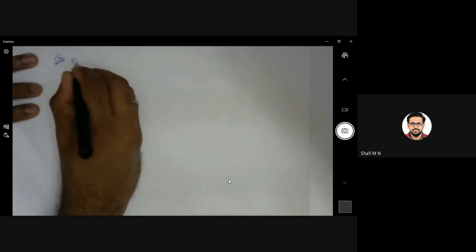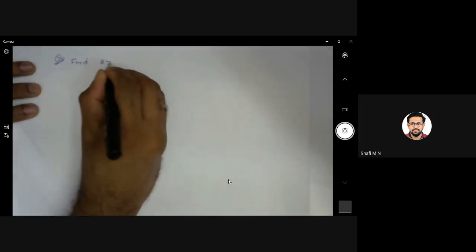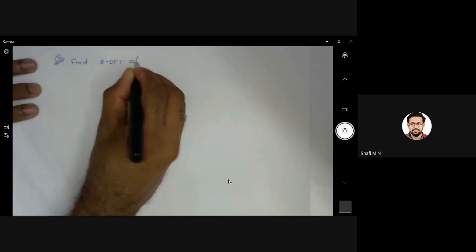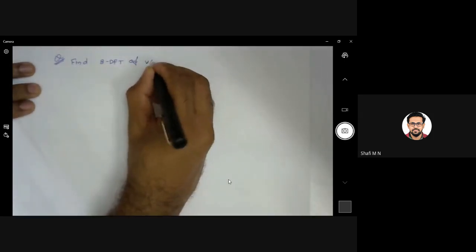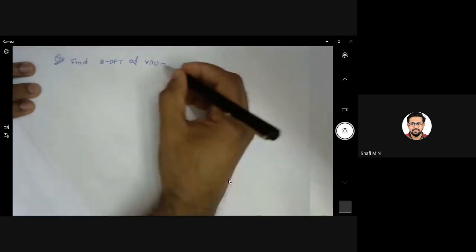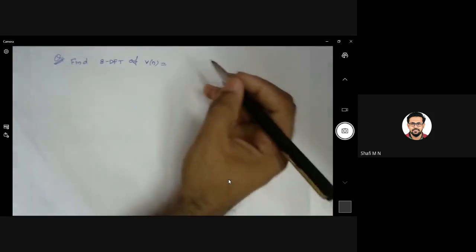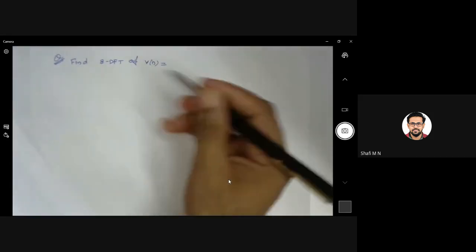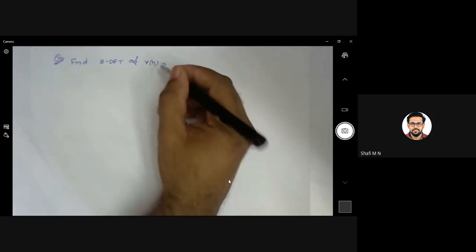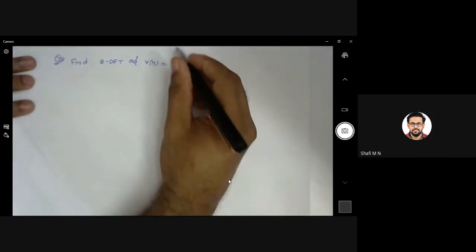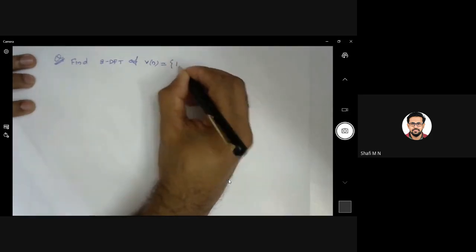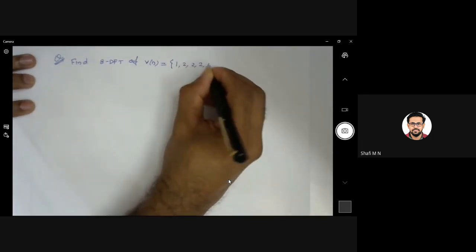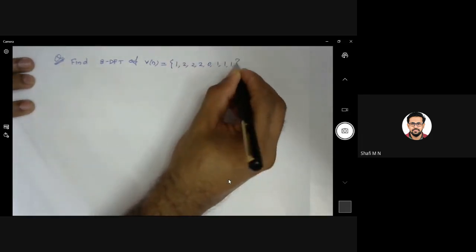So you consider a sequence. This is your question. Find the 8-point DFT of the sequence. You must use the same notation. You don't need to get confused at first: B of N, B, G, X, A, B, any name can be given. You have practiced that flow. For the time being, I will just use the same notations that I have used before. So say V of N is equal to 1, 2, 2, 2, 0, 1, 1, 1.